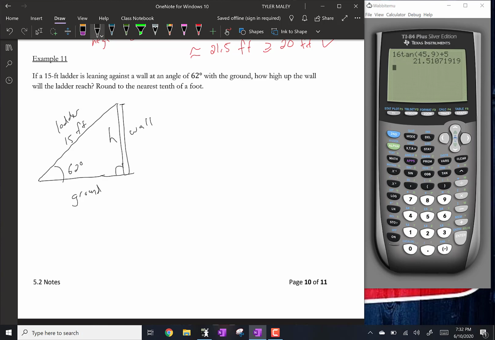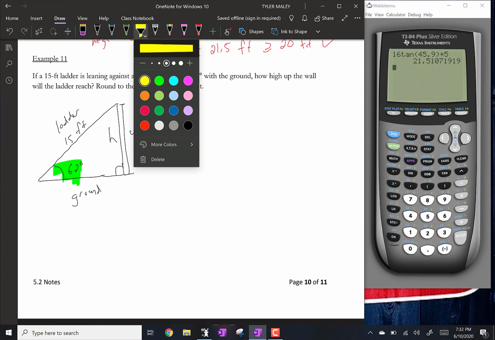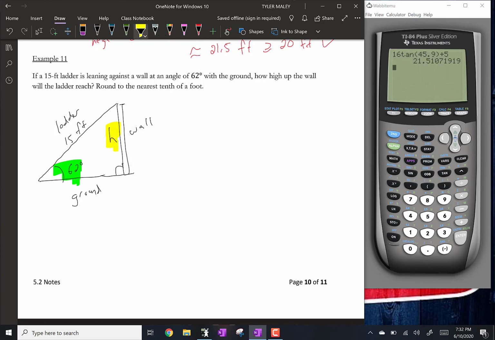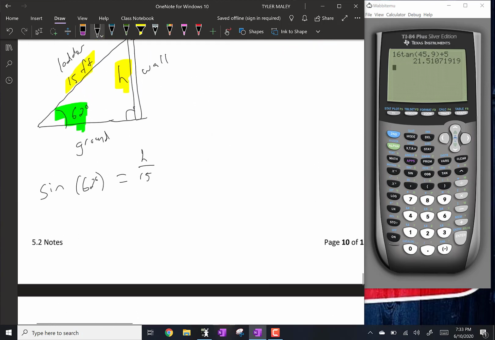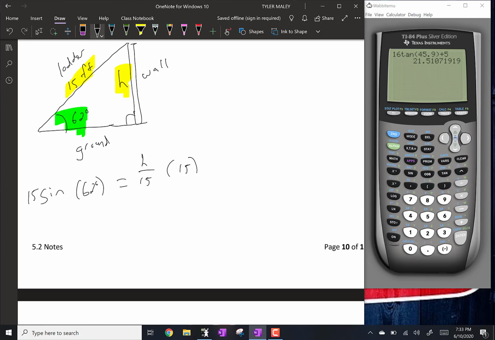So what we have is this angle, and we are dealing with the opposite side and the hypotenuse. So which trig function deals with opposite and hypotenuse? Well, that's sine, right? So we can make a statement. We could say that sine of 62 degrees is equal to h divided by 15, right? So then we could multiply both sides by 15 and get that h equals 15 times sine of 62 degrees, right? And that's in feet. That's my exact answer.